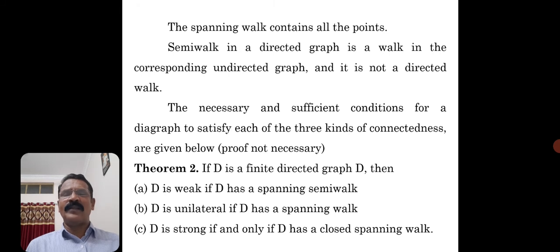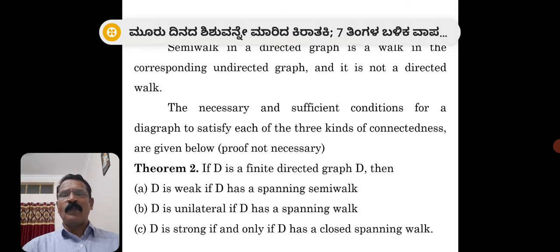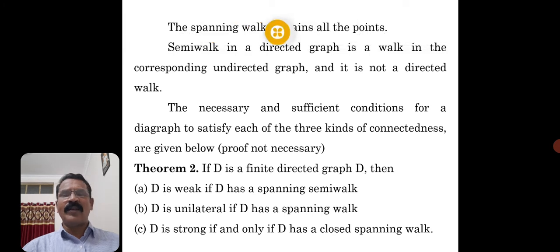Similarly, a semi-walk is like going from Bangalore to Mysore, but you are not reaching Mysore, though the target is Mysore. You are reaching somewhere in between Bangalore and Mysore. So that will be a semi-walk. A semi-walk in a directed graph is a walk in the corresponding undirected graph, and it is not a directed walk.